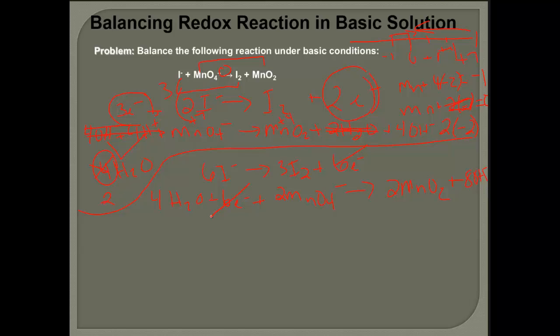And there's not. So that means I can pull the equations together. So 4 waters plus 6I minus plus 2 MnO4 minus yields 3I2, 2 MnO2s, and 8 OH minus. And that's how you balance redox reactions via half reactions for basic solutions.